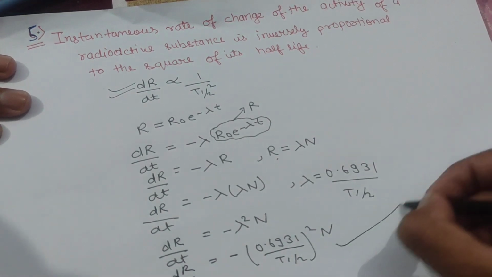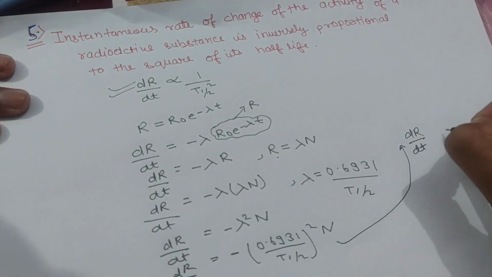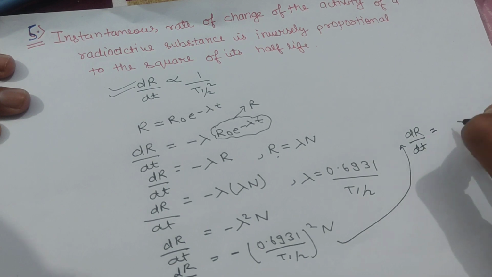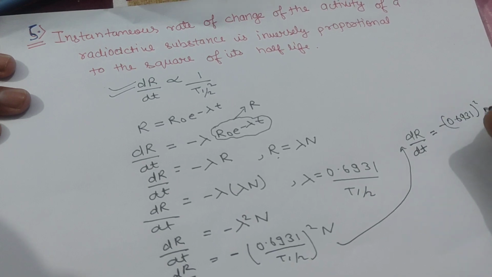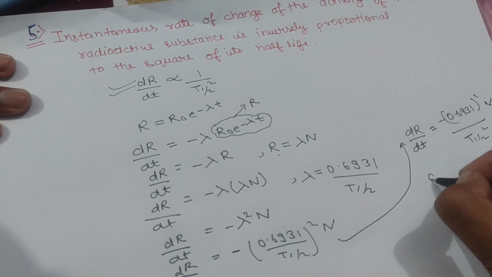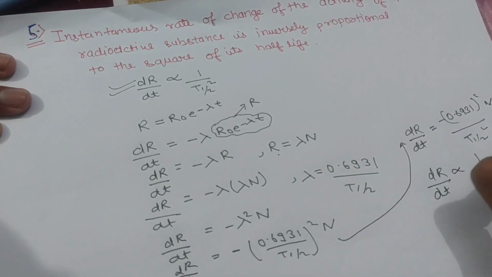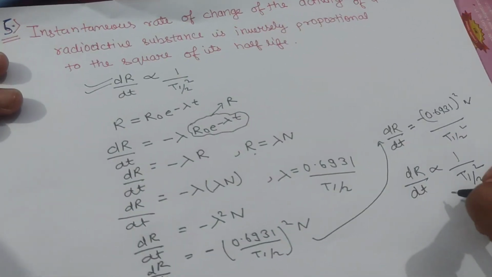So we can also now see that we have gotten the half-life square here. So clearly we can say dR by dt is proportional to 1 by half-life square. Okay, and this is proved.